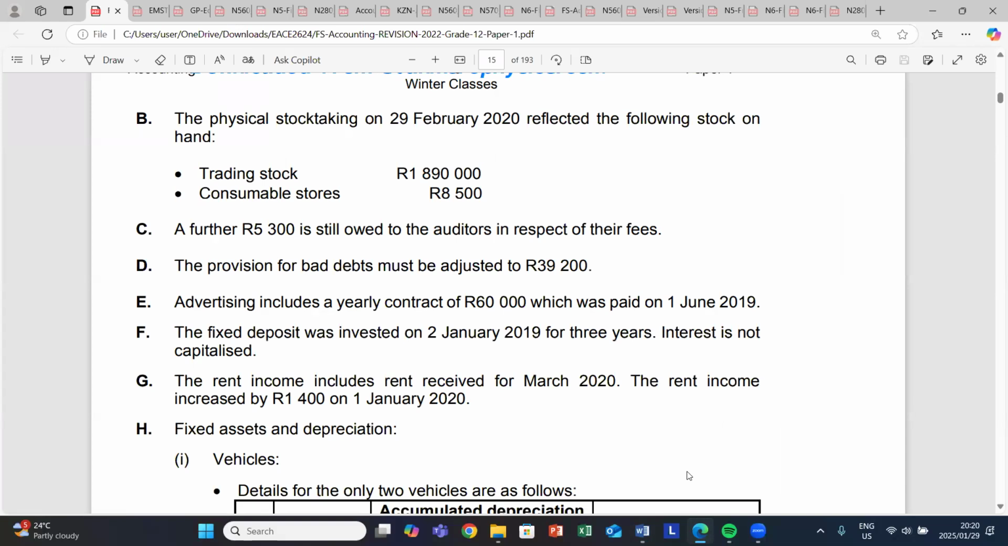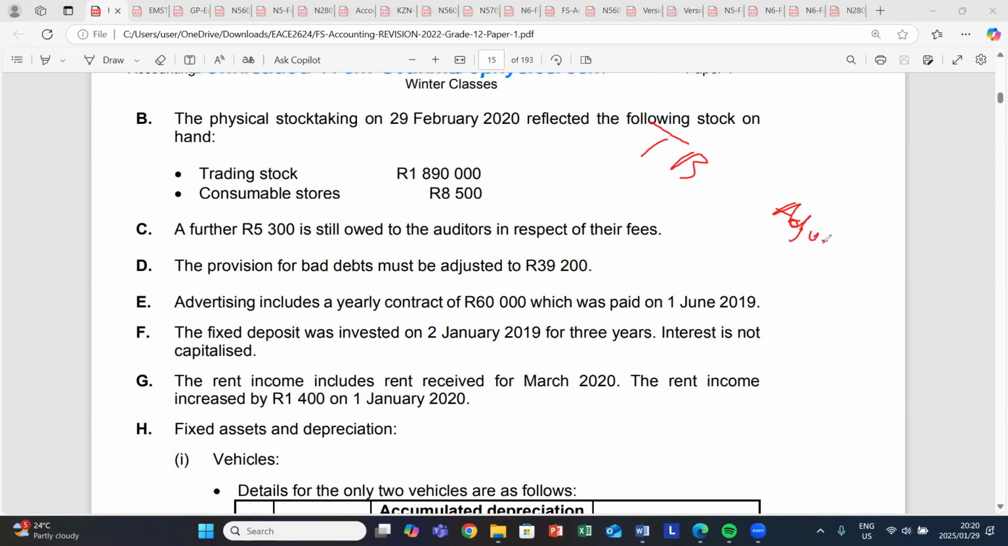Advertising includes a yearly contract of 60,000 rand, which was paid on the 1st of June 2019. Provision for bad debts must be adjusted to 39,200. With regards to our provision for bad debts, we know that we have to compare the one that appears in our trial balance with the one that appears where? In our adjustment.